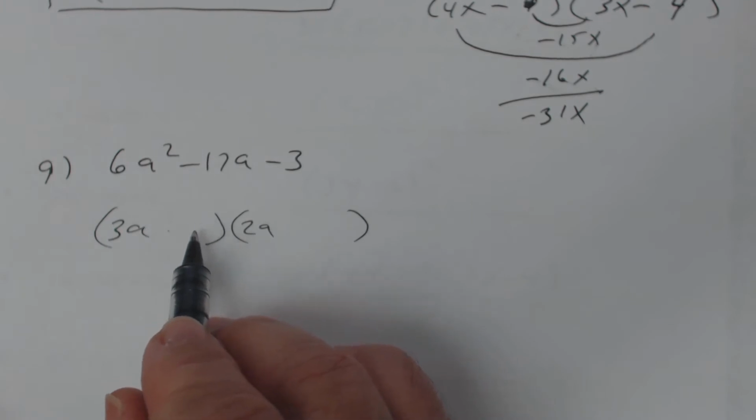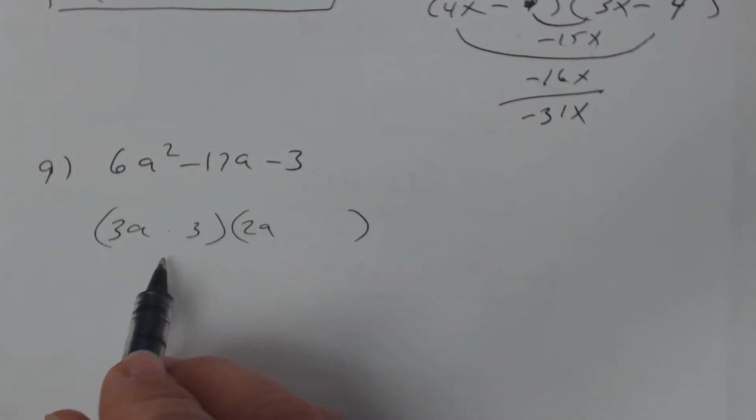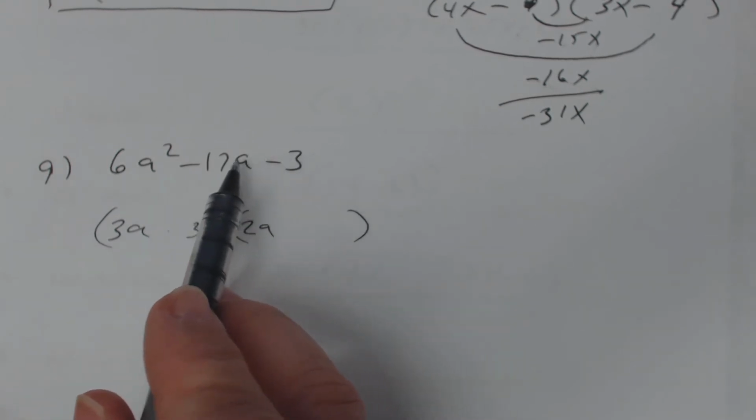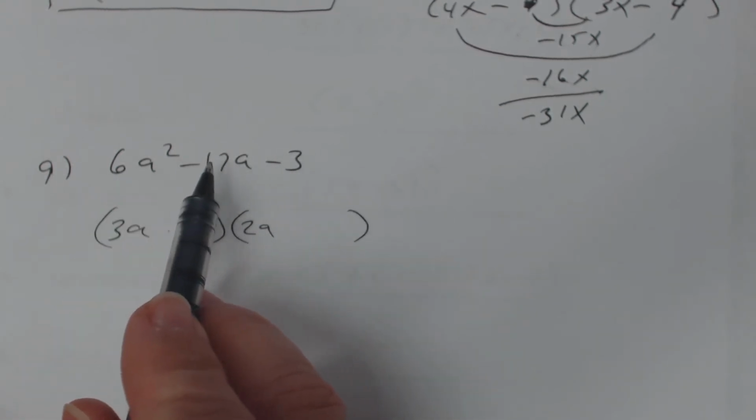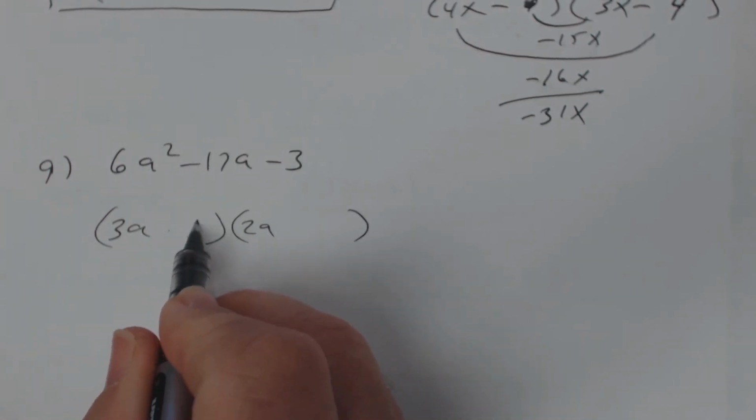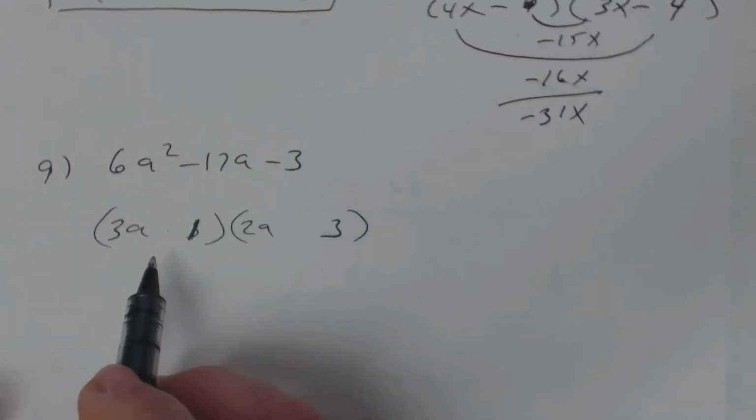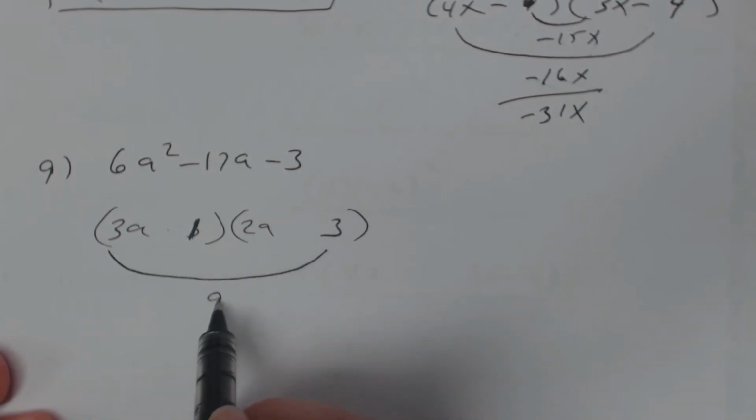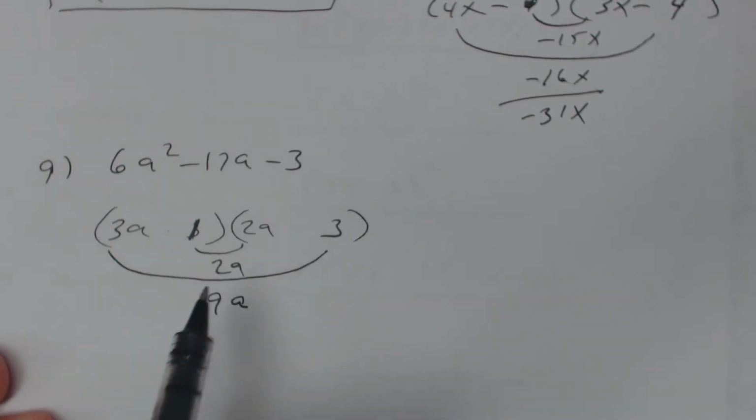Now if I put the 3 here, that's not going to work, because that means I could factor out a 3 from this binomial, which meant I could have done it here, and I can't, because 17 is not divisible by 3. So I need to put the 1 here and the 3 here. Now check your work. The outer is 9a. The inner is 2a.